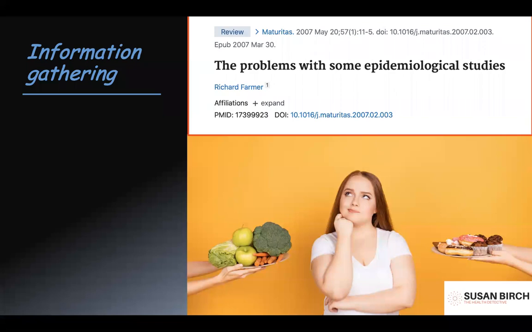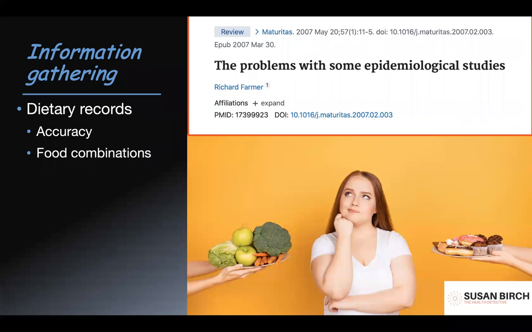There are a number of problems with epidemiological studies that are important to understand when we're assessing the quality of the evidence. Information gathering is very difficult. Dietary records are used, and these are known to have accuracy problems. People don't always report what they eat, or they can't remember what they ate. It's hard to remember what you ate last month or last week with any great detail.